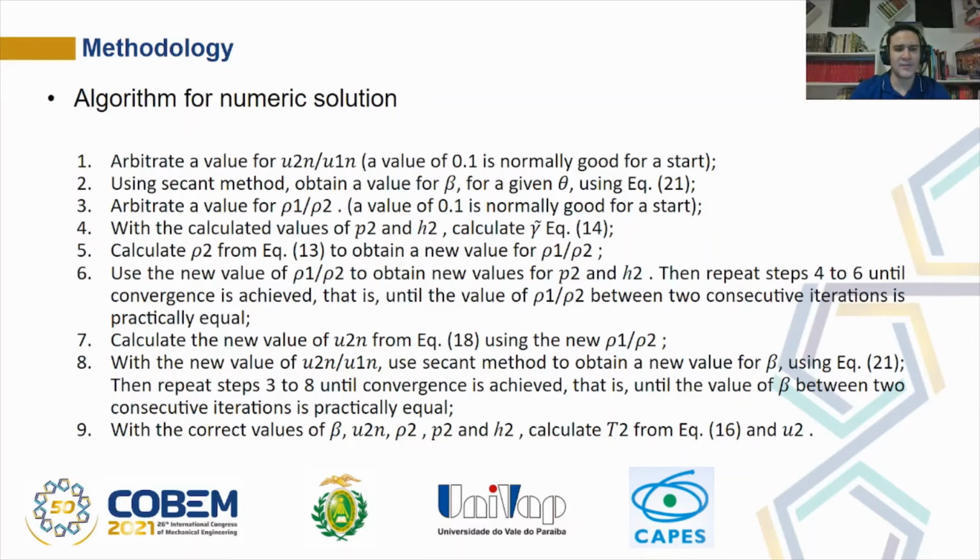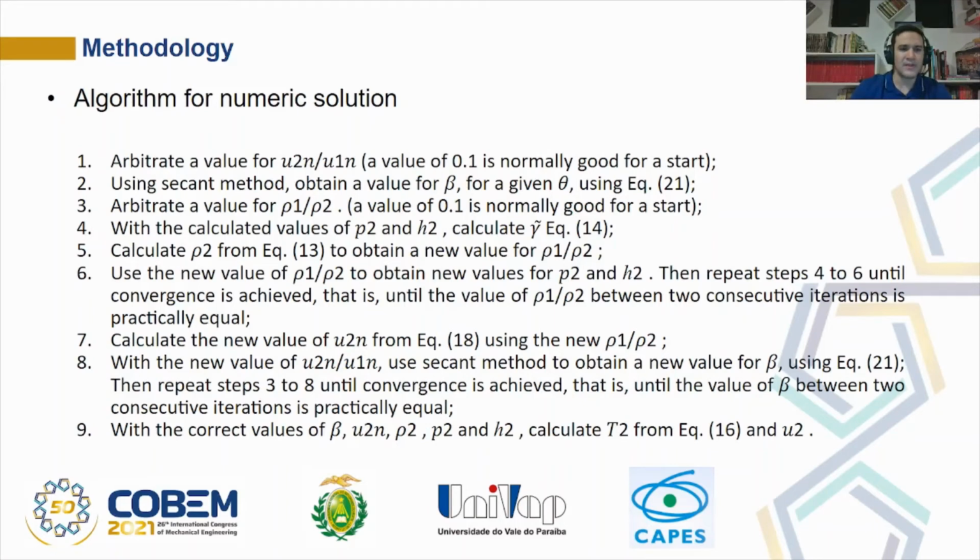Fourth, with the calculated values of pressure 2 and enthalpy 2, calculate the specific heat ratio from equation 14. Fifth, calculate density 2 from equation 13 to obtain a new value for the density ratio. Sixth, use the new value of the density ratio to obtain new values for the pressure 2 and enthalpy 2. Then repeat the steps 4 to 6 until convergence is achieved. That is, until the value of the density ratio between two consecutive iterations is practically equal.